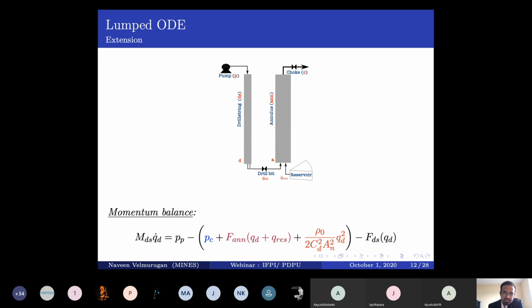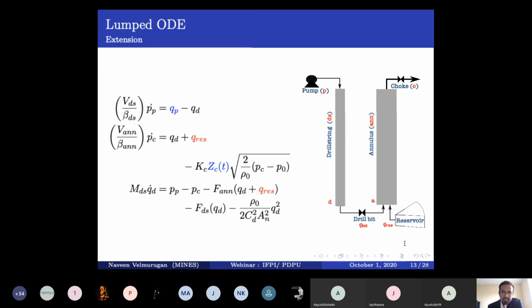When you come back to this point, you're going to cross this drill bit, right? Drill bit is a valve-like instrument, right? So you have a pressure drop. If you jump from this side to this side, your pressure is going to increase, and that is given by this particular term. CD is some constant, AN is the area of nozzles, QD is again the flow through the bit, and the gravity terms will cancel out. So this is the final equation that you will arrive at for the momentum balance.